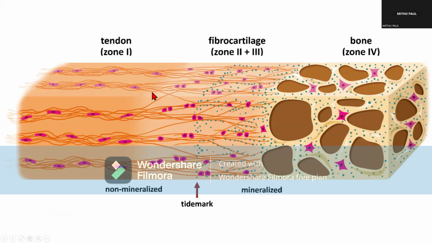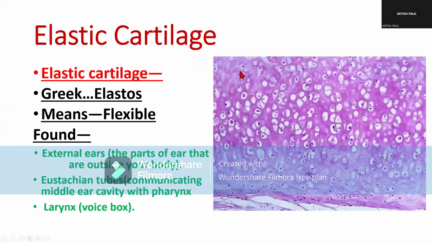The muscles form tendons that attach to the bone. At the site where the tendon is attaching to the bone, there is some fibrocartilage present. Now coming to the elastic cartilage, as the name says, it is flexible. All the cartilages are flexible in nature, but this is specifically said to be elastic, from elastos, a Greek term meaning flexible. These are present in the external ear, the pinna, outside your body.